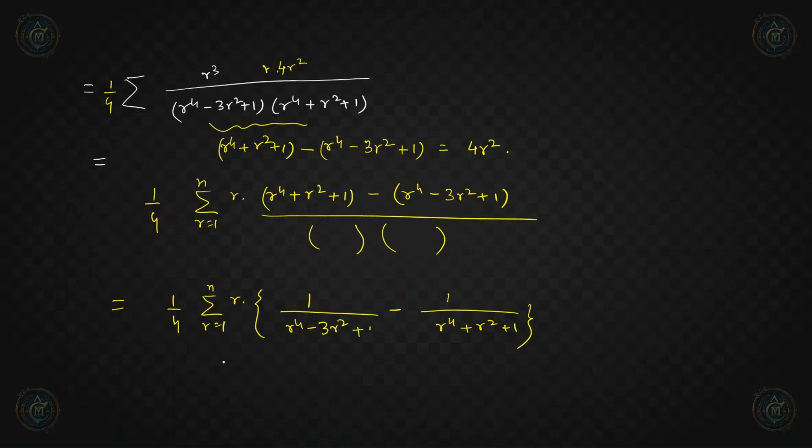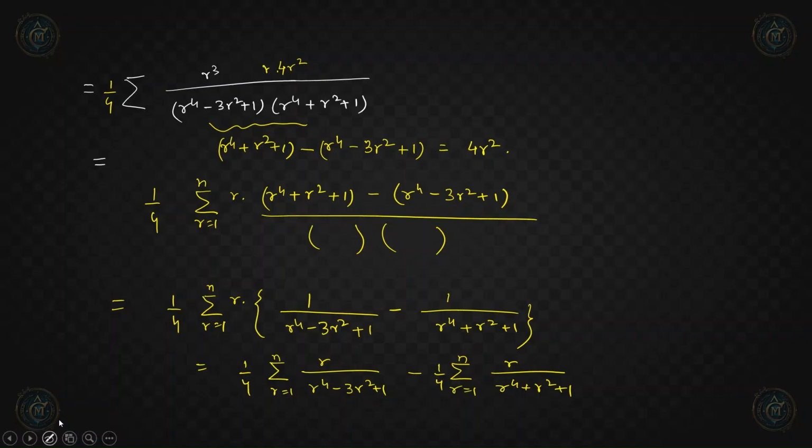So if we split the sigma, this will be 1 by 4 summation r equal to 1 to n, r divided by r to the power 4 minus 3r square plus 1, minus summation r equal to 1 to n, r divided by r to the power 4 plus r square plus 1. Okay, and 1 by 4 outside. So we have to basically calculate these two sigmas. That's it. Now how to calculate this?